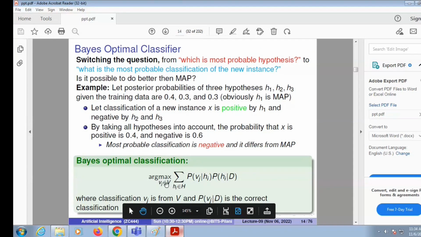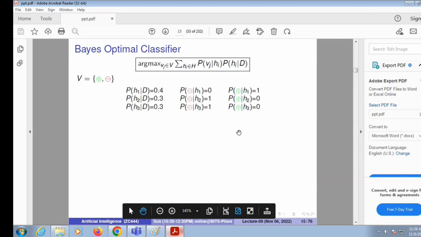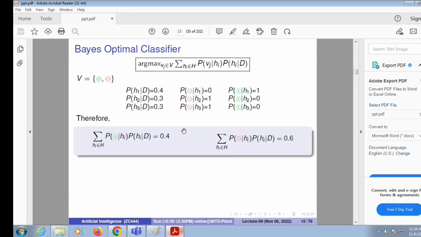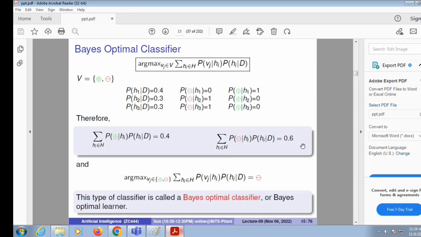every class, I'm going to find out the probability that it is going to give me that particular label, with respect to how good this particular hypothesis is. So I multiply these two things, and I get this idea. So the Bayes optimal classifier is this. As I told you a few minutes back, the same calculations, 0.4 and 0.6 that we did a few minutes back. So this is the best hypothesis.